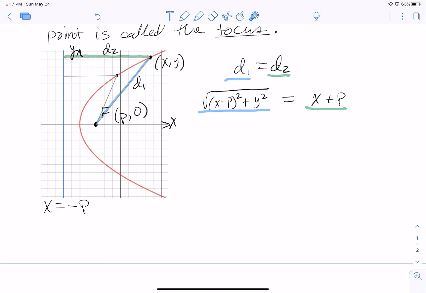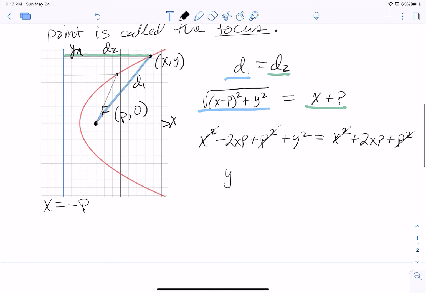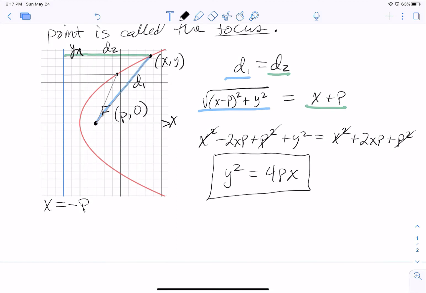Now, simplifying inside of the radical and then squaring both sides to get rid of the radical will give us x squared minus 2xp plus p squared plus y squared is equal to x squared plus 2xp plus p squared. We see that we have some like terms on both sides that we'll subtract out. We end up with y squared is equal to 4px. This is the equation of a parabola that opens to the side. Well, right or left, depending on the sign of p.